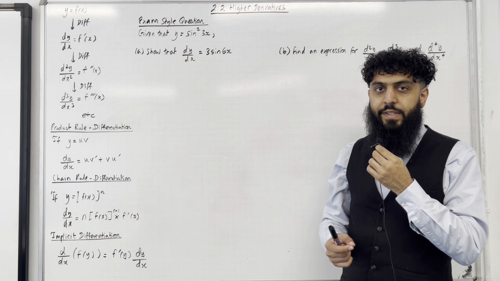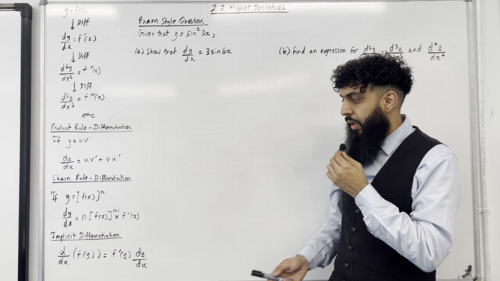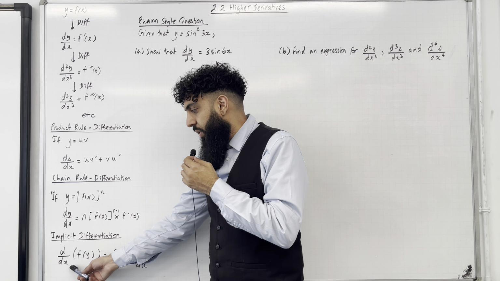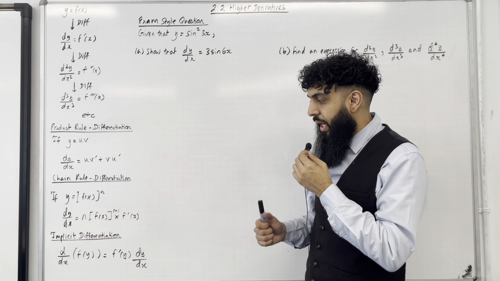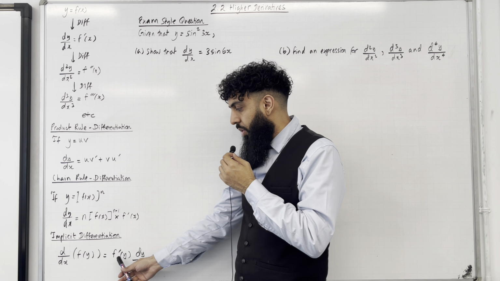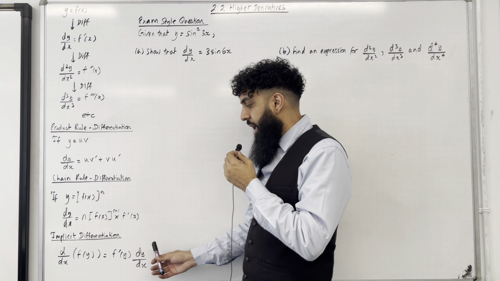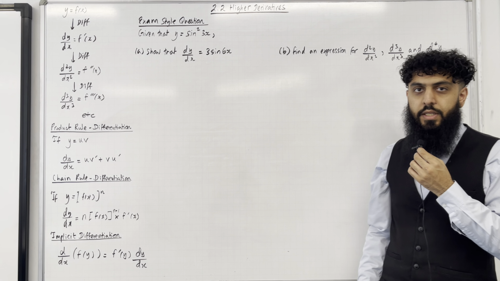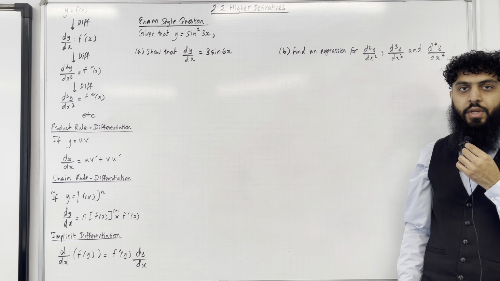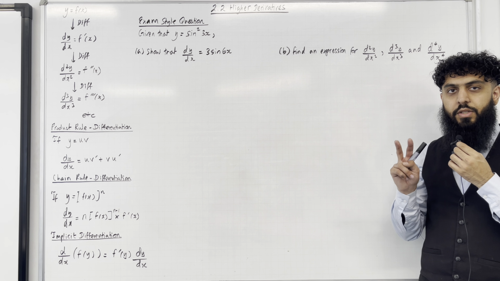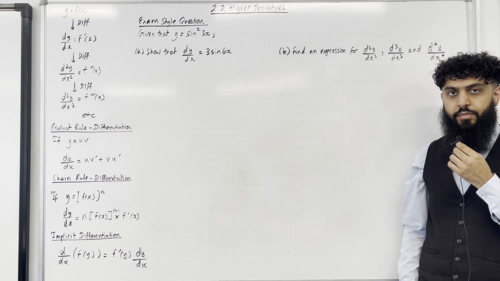Moving on to implicit differentiation. So over here, I want to differentiate with respect to x a function involving y. I simply differentiate the function involving y as normal and I get f dash of y, but then I need to stick in dy over dx. These are the key facts of 2.2 higher derivatives. I'll be implementing these key facts within 2 exam style questions.